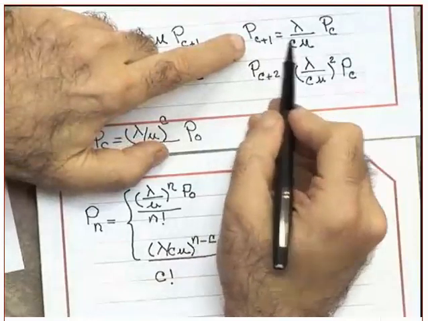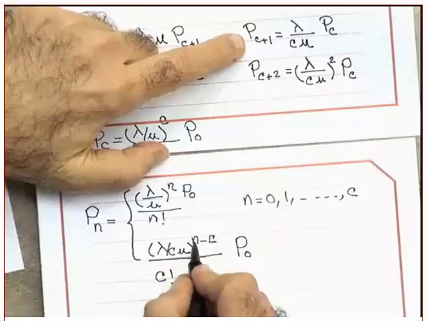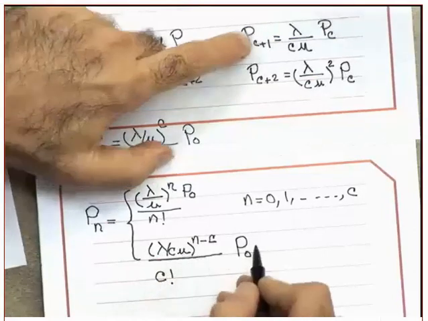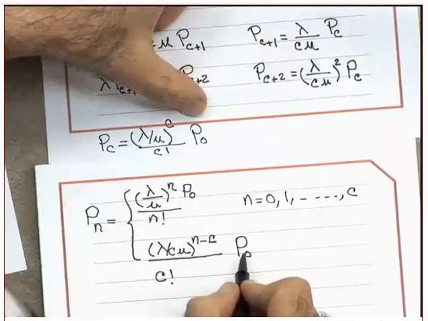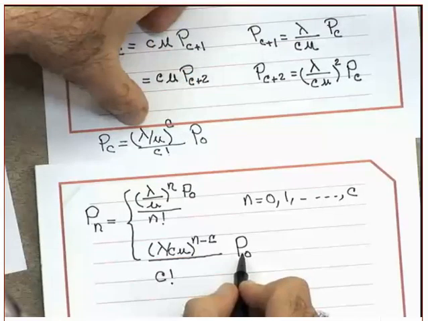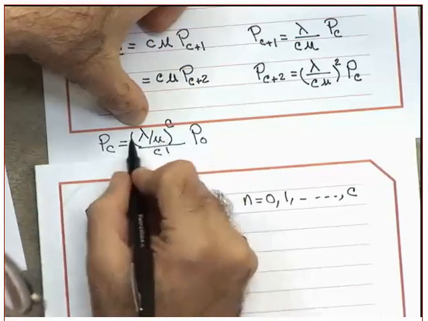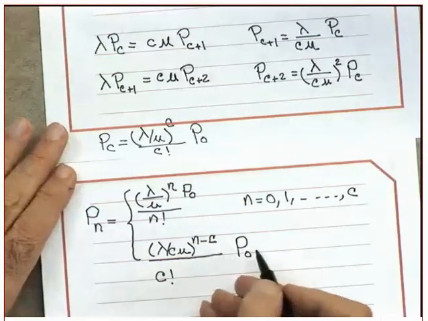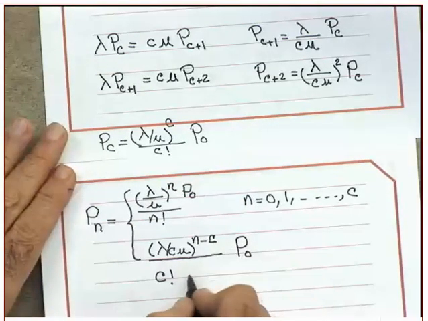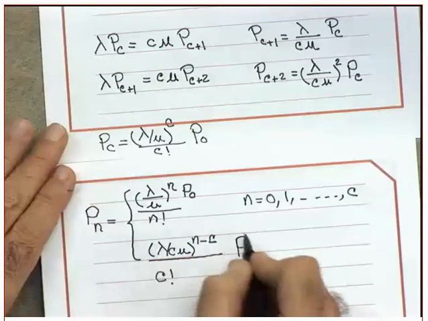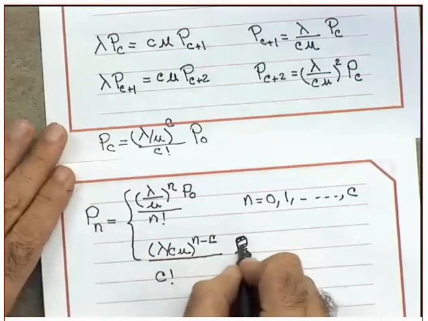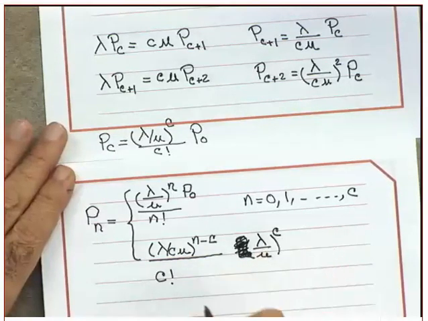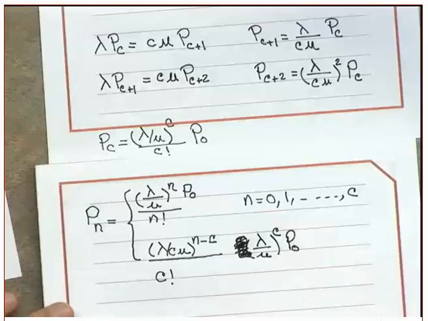PC plus 1, right? So it's what? Lambda over, so when n is equal to C plus 1, what is this? This is lambda over C mu times what? PC, which is what? P0. Oh, so there is this term. Okay. Don't get mad at me. So what is it? Lambda over mu, times lambda over mu, times what? P0. Yeah.